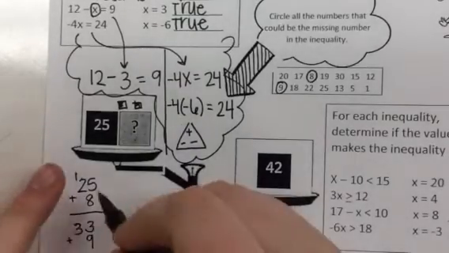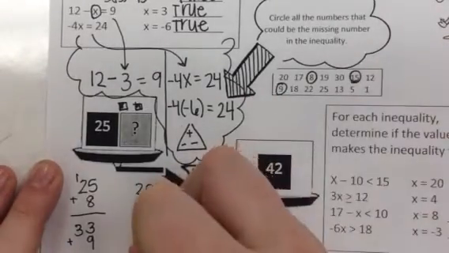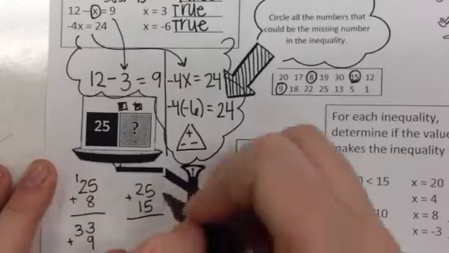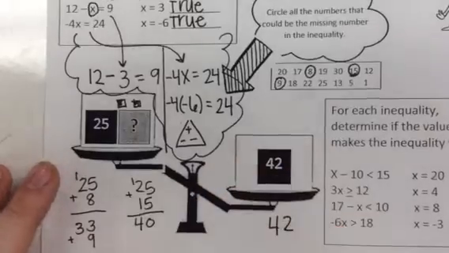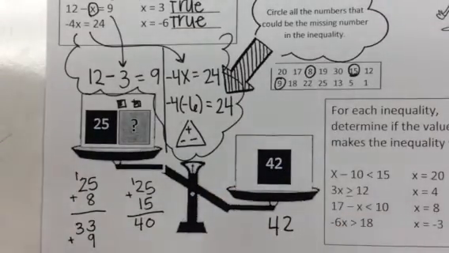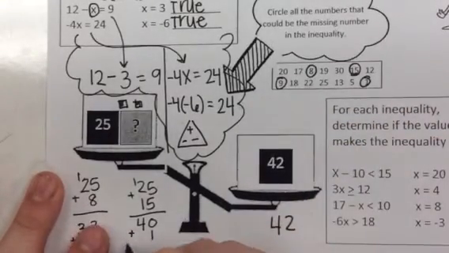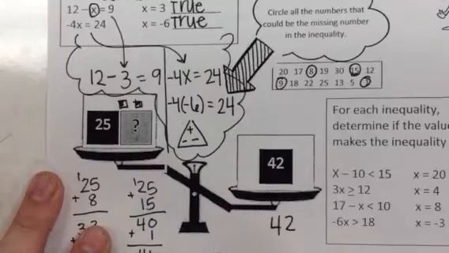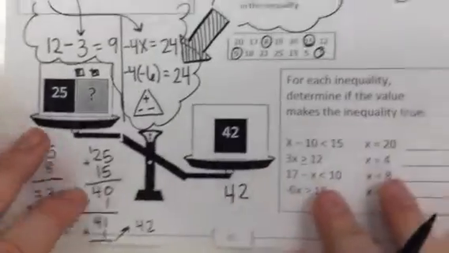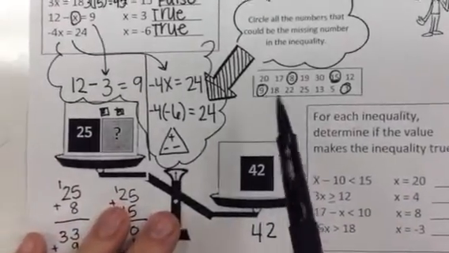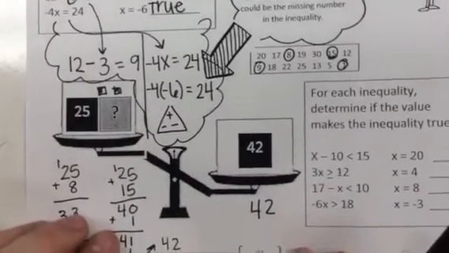We could also do 25 and 15. So let's add those together. Okay, I've got 40 and I need 42, so I have a 1. So I'm going to add my 1 and add it again, which equals 42. So there are multiple different numbers that we can use in order to make our inequality equal. So they would be balanced on both sides.